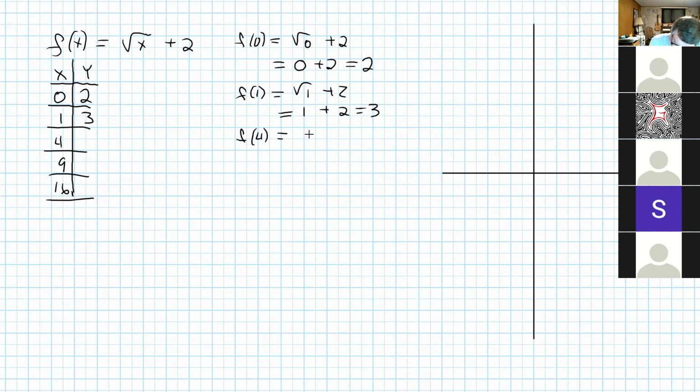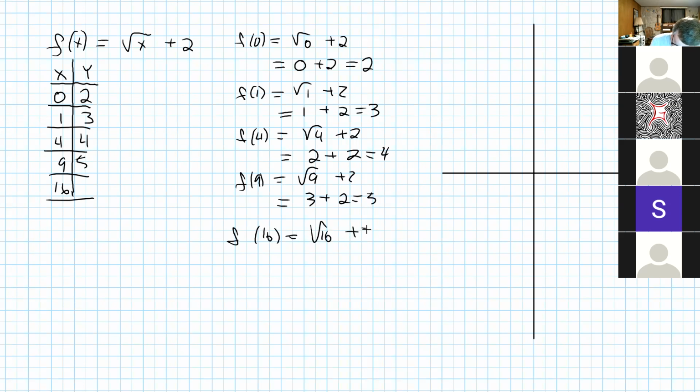Okay, for a change. f of 1 is the square root of 1 plus 2. What's the square root of 1? 1. 1 plus 2 is 3. f of 4 is the square root of 4 plus 2. What's the square root of 4? 2. And 2 plus 2 is 4. f of 9 is the square root of 9 plus 2, which is 3 plus 2, so 5. And f of 16 is the square root of 16 plus 2, which is 4 plus 2, so 6.